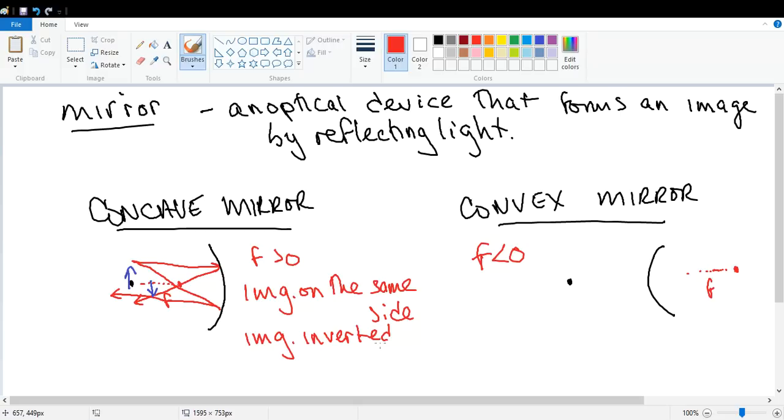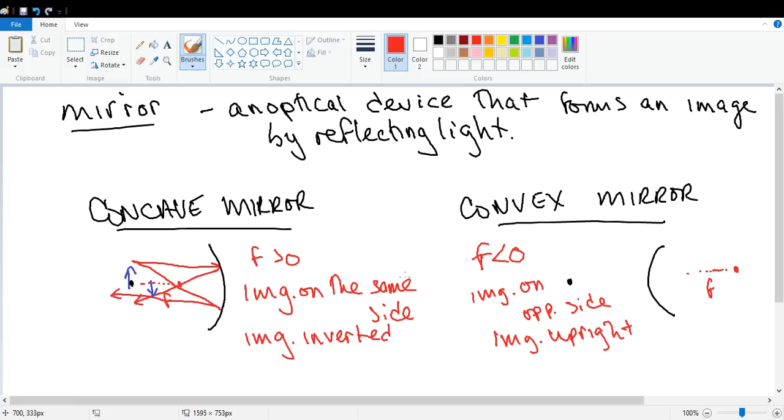So as you can imagine, the exact opposite is true for the convex mirror. For a convex mirror, the image would be formed on this side because you would have beams of light reflecting on this side, which would converge over here and intersect to form an image. So you can imagine that the image is now on the opposite side for a convex mirror. The image is on the opposite side, and the image is upright.